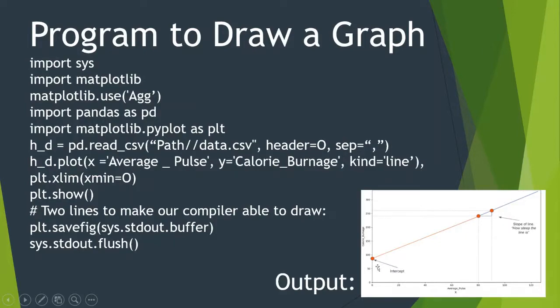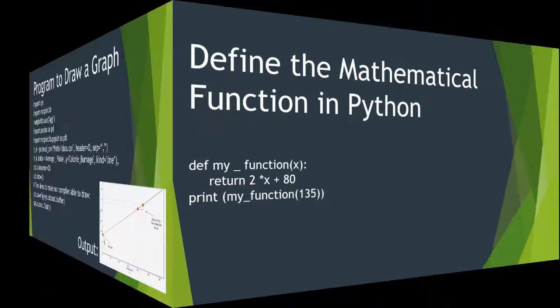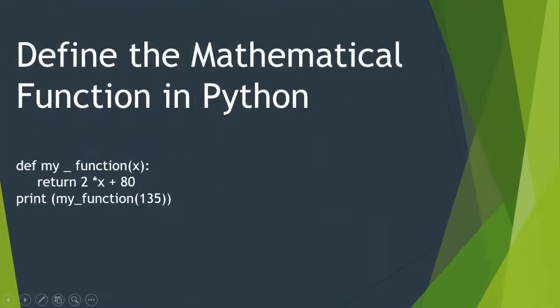Yeah, and then defining the mathematical function in Python. This is the mathematical function written as x and then plus 80. Here x is a calorie burnage variable in the CSV file, which I have shown, data.csv, and then we are multiplying that with 2 plus 80. 80 means average pulse, another variable in the data.csv file.